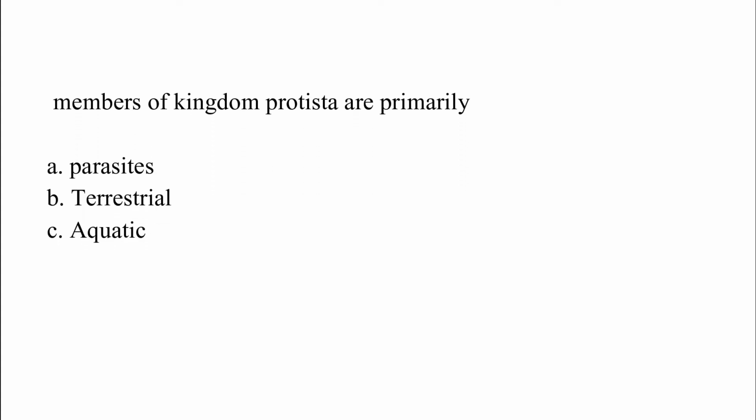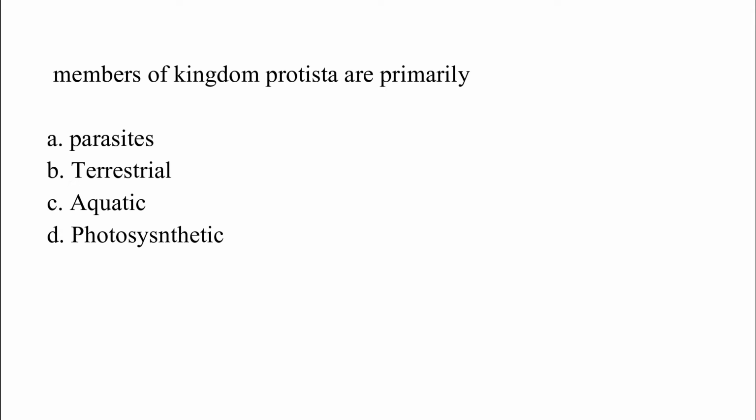Members of kingdom Protista are primarily: option A, parasite; option B, terrestrial; option C, aquatic; option D, photosynthetic. The correct answer is option C, which is aquatic.